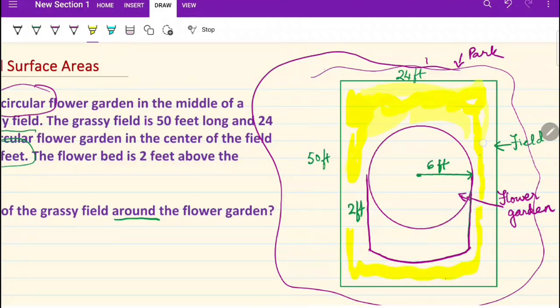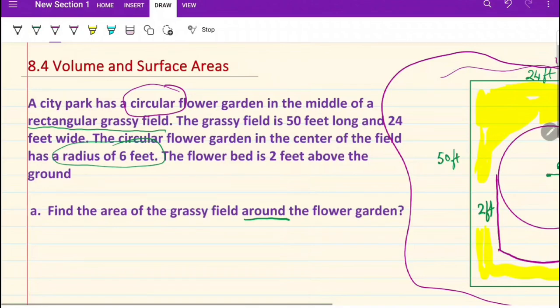So how do we go about finding this area around the flower garden? We know the dimensions of the entire rectangle here. The entire rectangle is 50 by 24 feet. So if we find the area of the entire rectangle and from it subtract the area of the circular garden, we will get the area outside or around the garden, correct? So let me write that down.